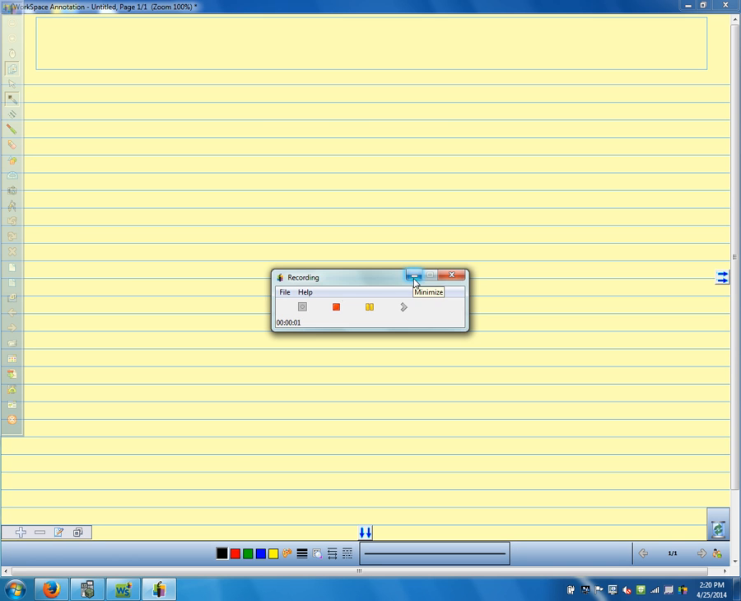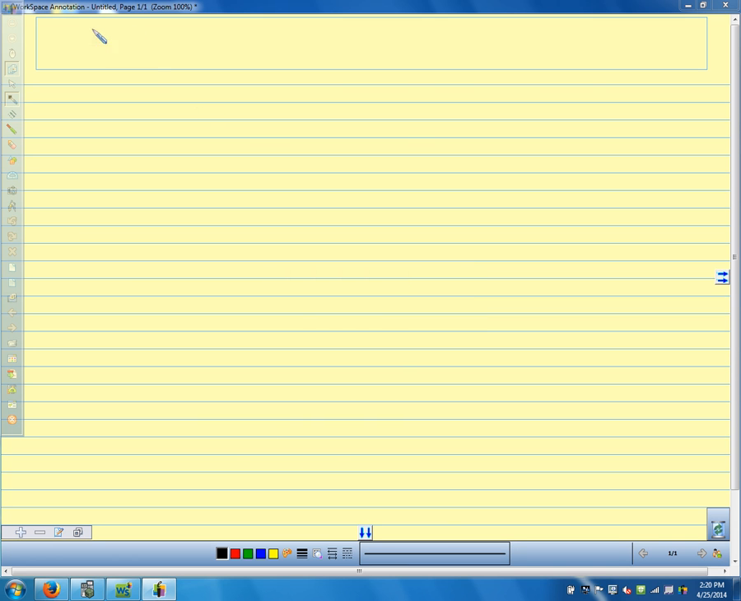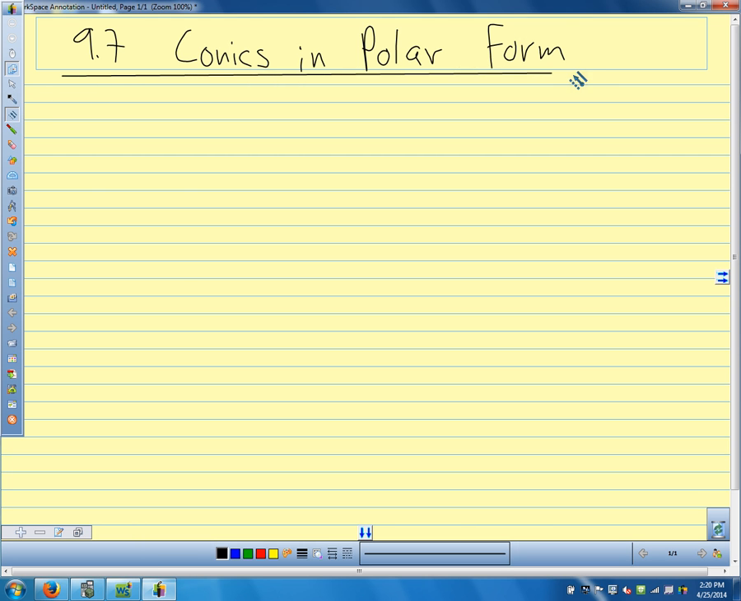Conic sections in polar coordinates. So we're in our last section, 9.7, talking about conic sections in polar form. I'm going to give you a definition. Our definition will be a little bit familiar.